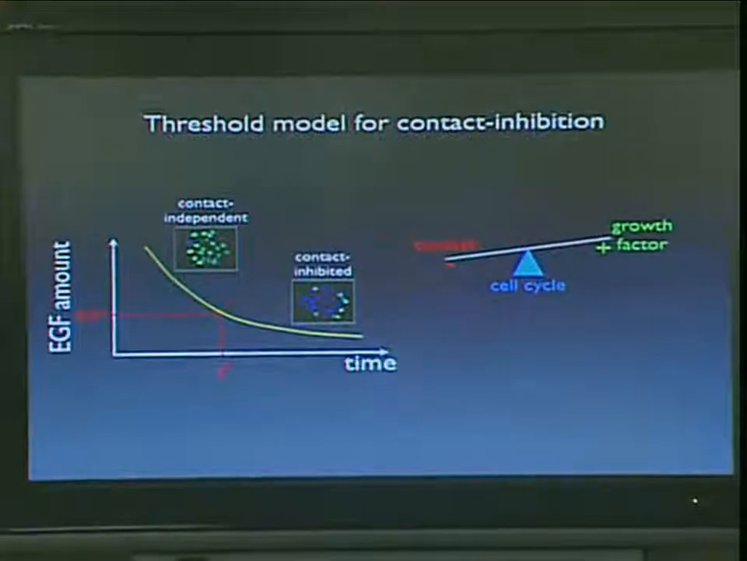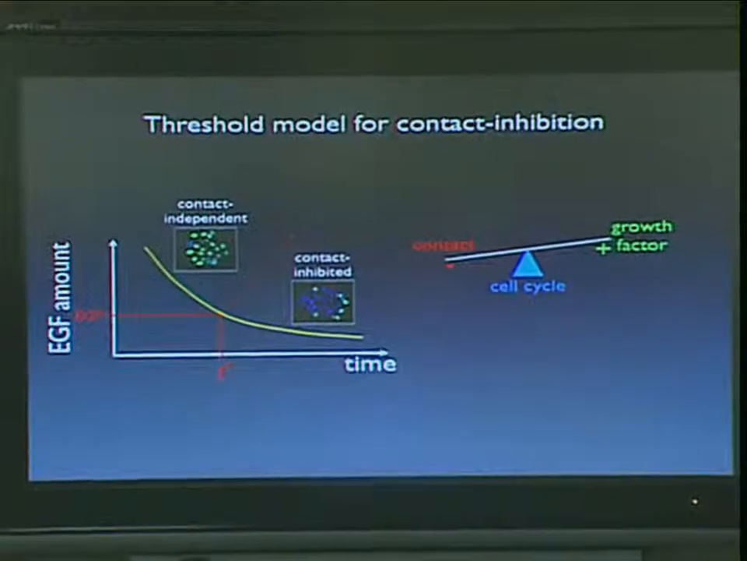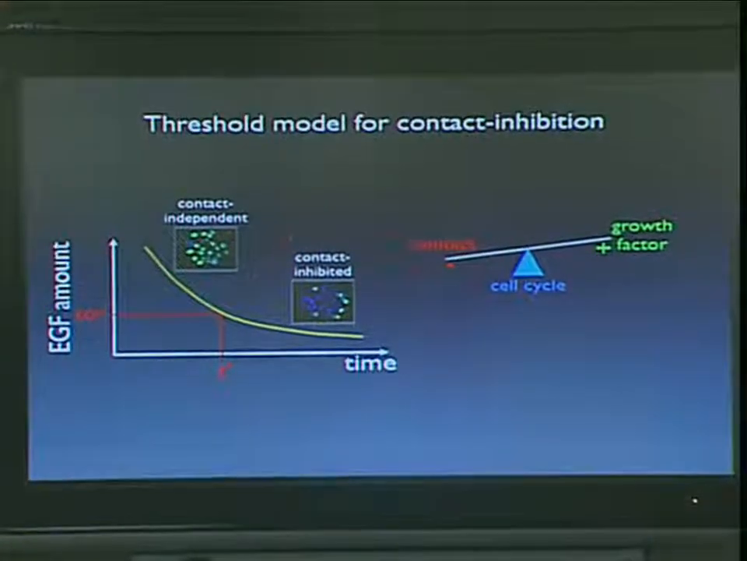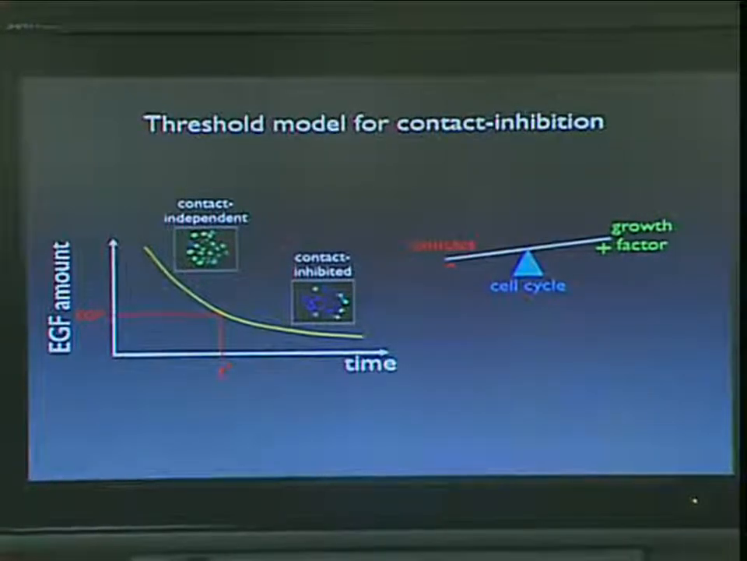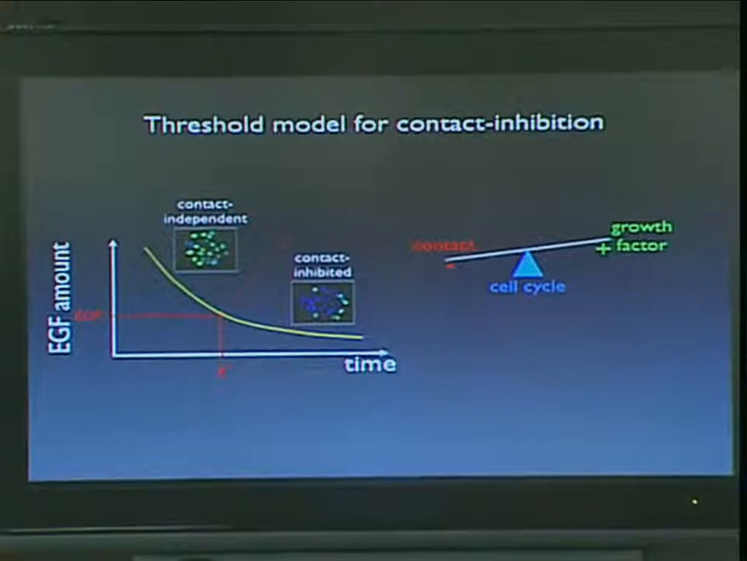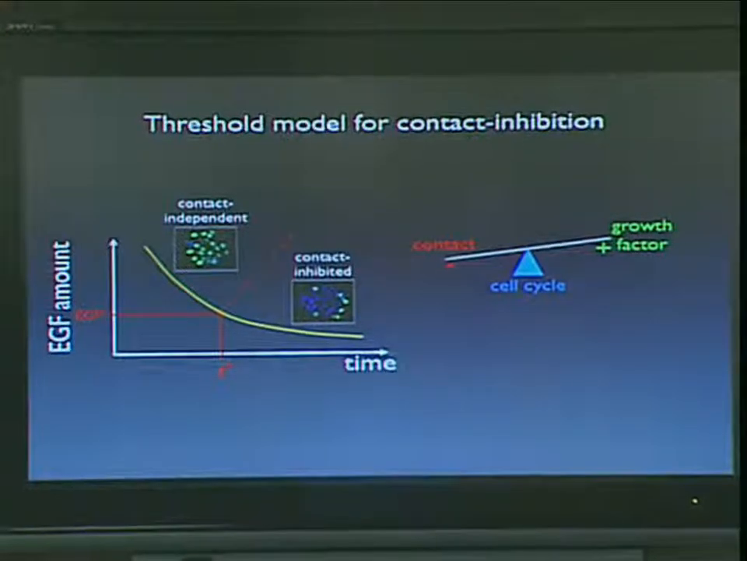Possibly by shape changes. And so it's sort of this threshold model that the EGF level has to dip below a threshold to go from this mode to this mode of division in this non-transformed cell system. And so we would suggest that this might be a quantitative titration of the level of growth factor against a certain amount of inhibition imposed by cell-cell contact.